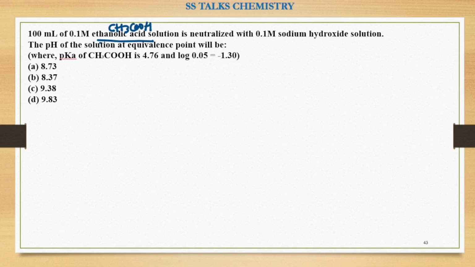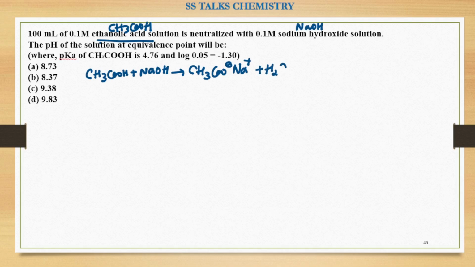The solution is neutralized with 0.1 molar sodium hydroxide. This, you know, is your NaOH, right? What pH value will you get at the equivalence point? Here we have acetic acid treated with NaOH. This gives us the formation of sodium acetate, CH3COO negative and Na positive, and along with this water will be present.